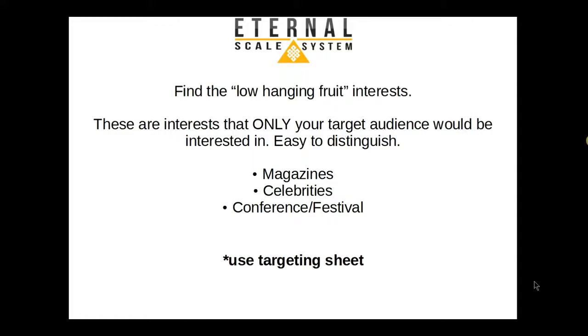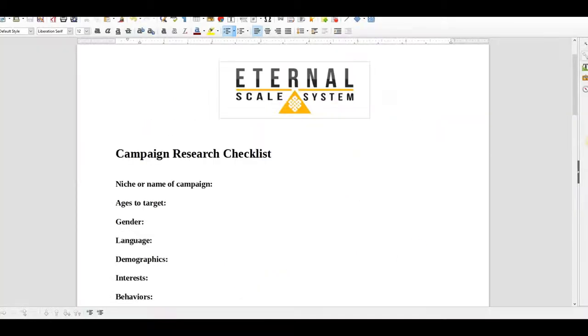All good info. So when we get in there, we're going to work on finding the low-hanging fruit interests, and these are interests that only your target audience would be interested in. They're easy to distinguish, or not really, you might have to search for it. So we're talking about magazines, celebrities, conferences, festivals, stuff like that. I've got a targeting sheet that we're going to use, and let me pull that up.